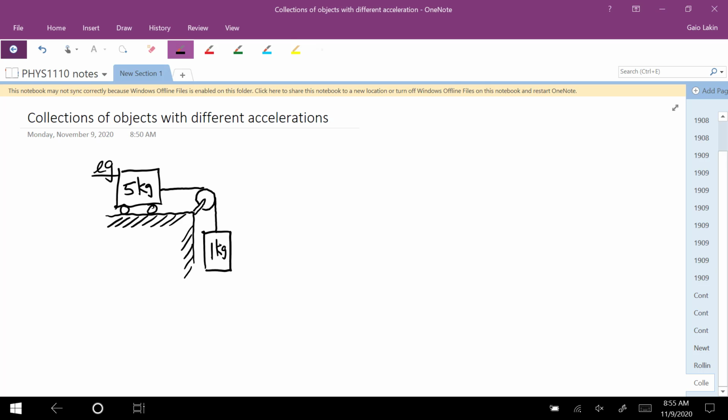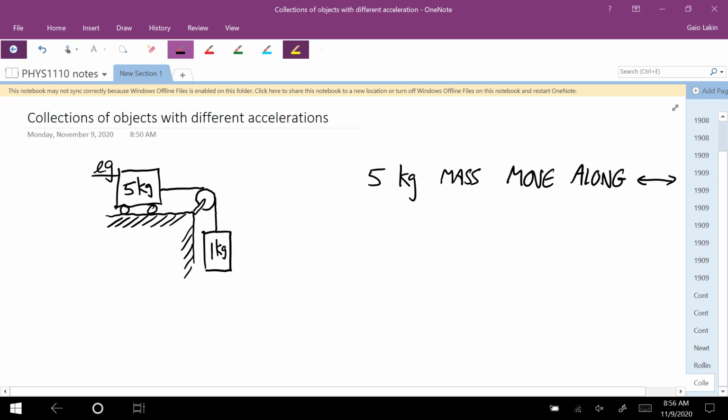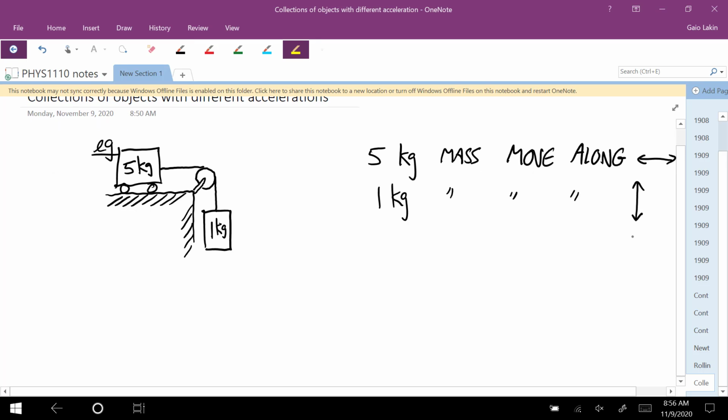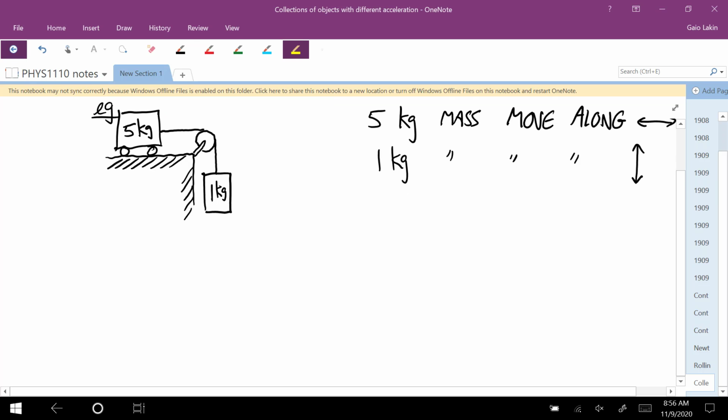And let's say we want to calculate the acceleration of one of these two things. Well, notice that the motions depend on each other. But the 5 kilogram mass is going to move along the x-axis, and the 1 kilogram mass is going to move vertically, okay? So those accelerations depend on each other, but they're in different directions. Okay, so what's the approach we're going to take for this?